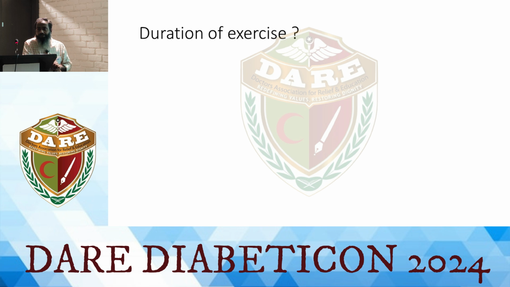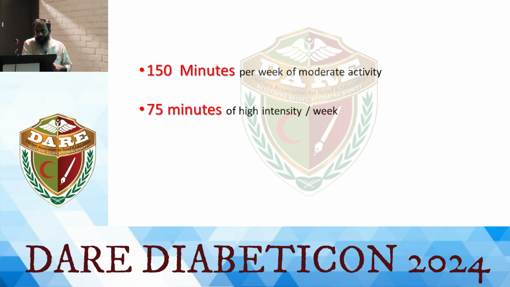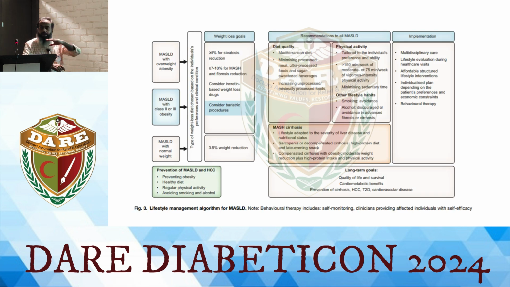So what is the duration of exercises that we should be advising for these people? It is shown that at least 150 minutes in a week, if it is a moderate exercise like walking, brisk walking or jogging, or 75 minutes of high intensity per week is mandatory for these people. So this is, in short, what it is.